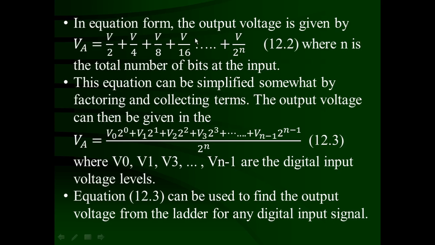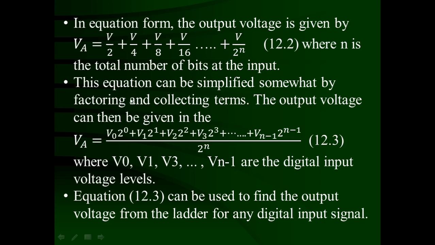In equation form, this output voltage is given by VA is equal to V/2, which is contributed by the MSB, plus V/4, which is contributed by the second MSB, plus V/8 contributed by the third MSB, plus V/16 contributed by the fourth MSB, etc., plus V/2^n, which is going to be contributed by the LSB, where n is the total number of bits in the input.